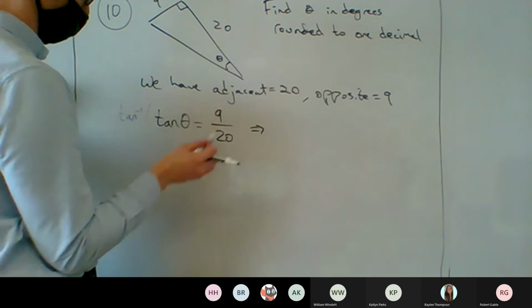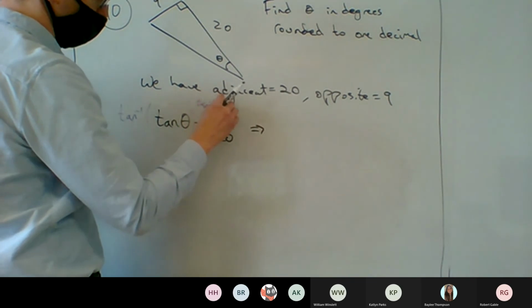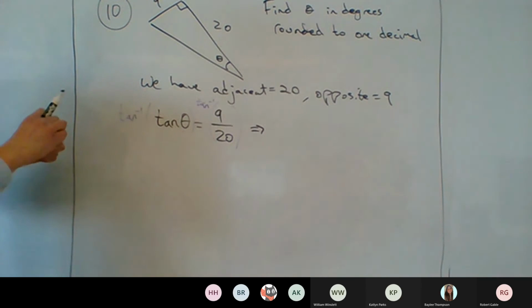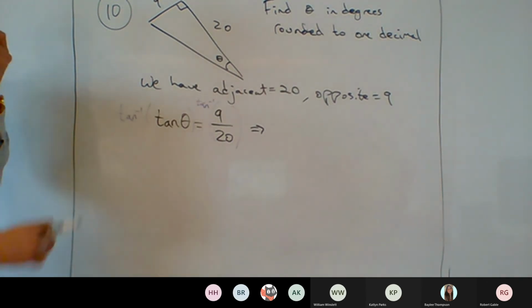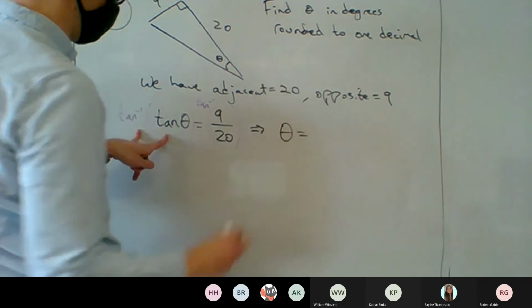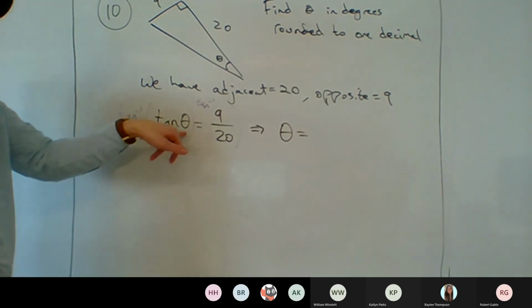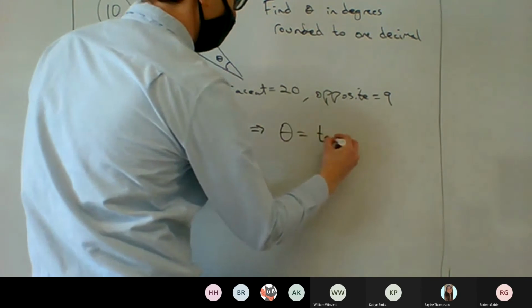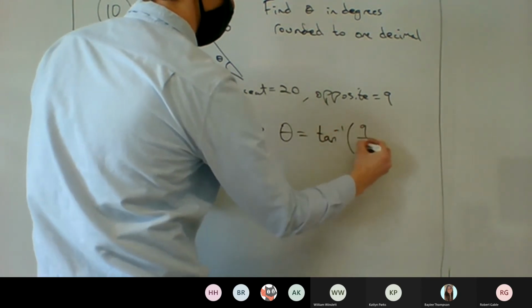I didn't leave room here to do it, but it would be inverse tangent, so tangent with a little exponent of -1. Inverse tangent on both sides. Cancels here, right? Tangent inverse of tangent just yields whatever the input was, which is theta. And over here, I'm going to have tangent inverse of 9 over 20.